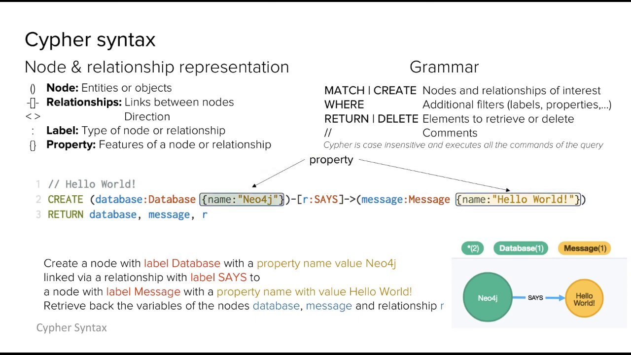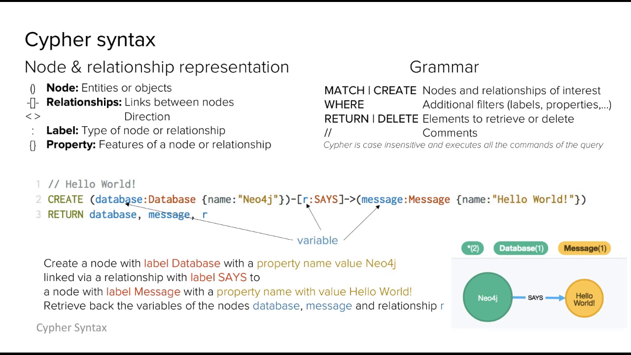The nodes have properties to be set. Both of them are name, one being Neo4j for the database, and the other one hello world for the message one. In this query, three variables are set for each of the to-be-created items: two nodes and one relationship. The contents to retrieve upon creation are these variables created.